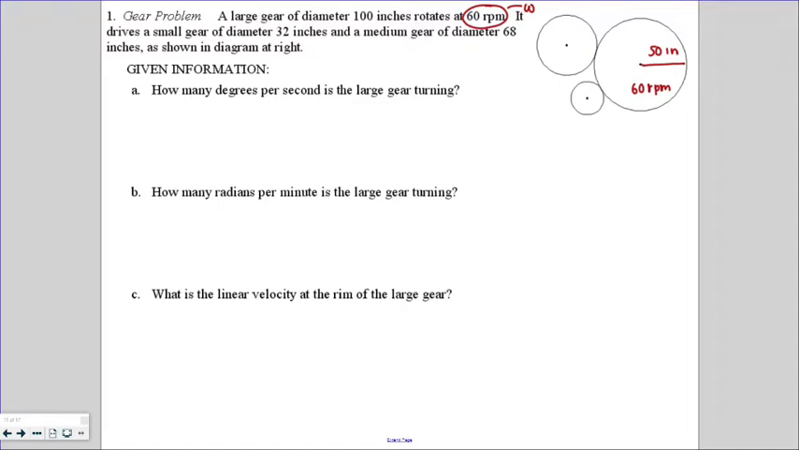Okay, this large gear drives a small gear of diameter 32 inches. So that has a diameter of 32 inches, which means that its radius is 16 inches. And the medium gear has a diameter of 68 inches, which means the medium gear has a radius of 34 inches.